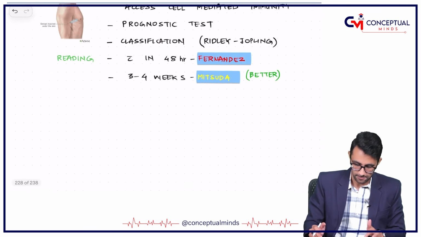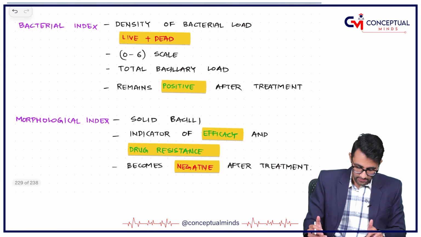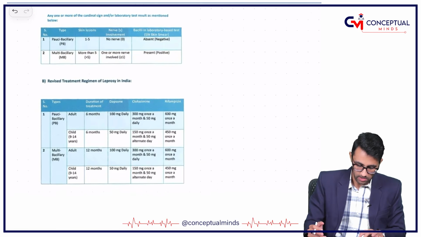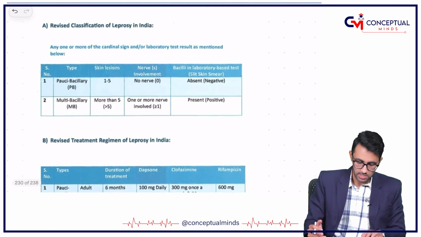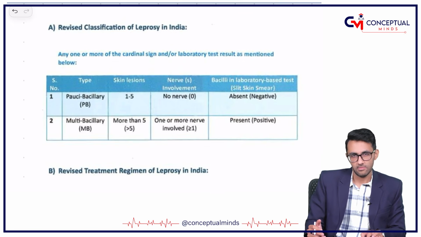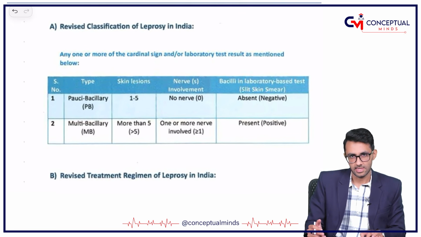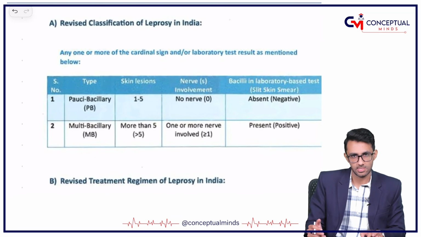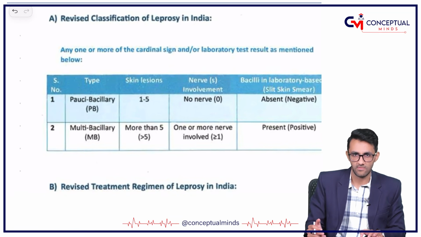Alright, fine. We just revised the bacterial index and the morphological index, and I'll go about the treatment aspect and we'll finish this off. But the paucibacillary and multibacillary, we saw it. This is the conclusion we make after doing the SSS. So how many hypopigmented patches make a diagnosis of paucibacillary? 1 to 5. More than 5 we will see in multibacillary.